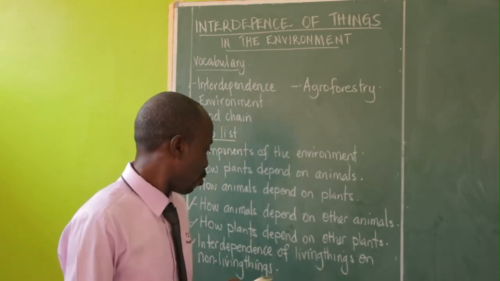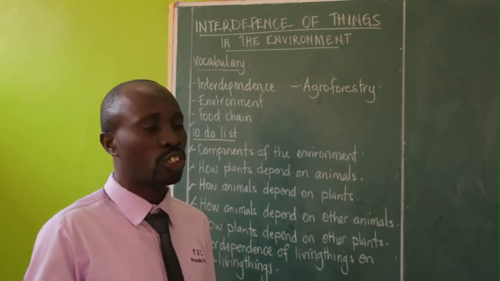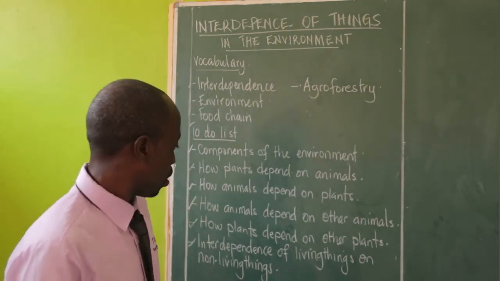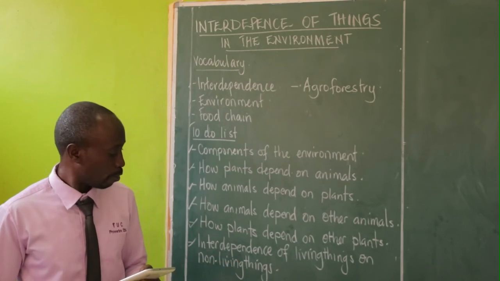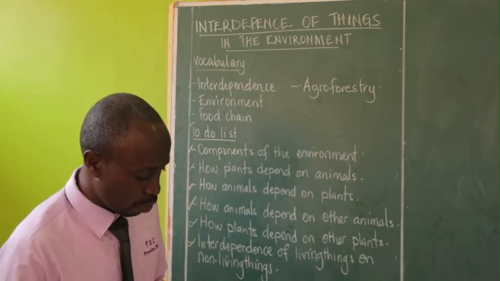Lastly is the manure that animals produce. It is used by plants. Plants use it maybe during their growth because it has a lot of nutrients.